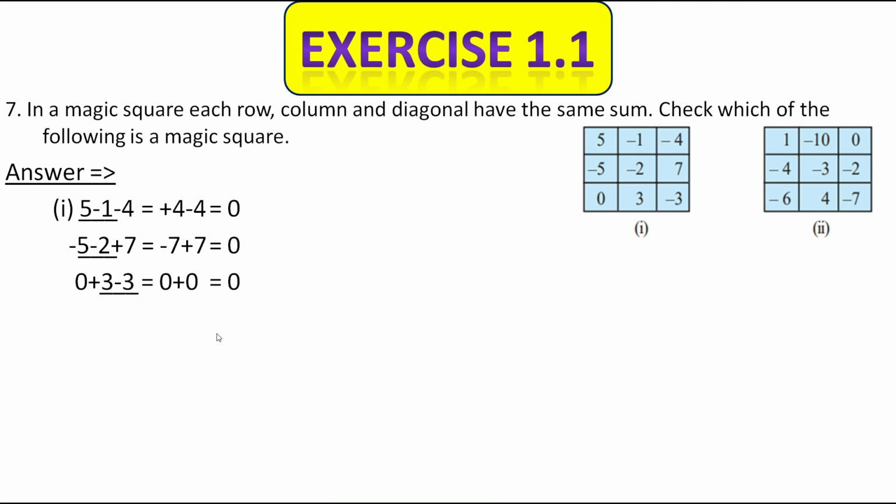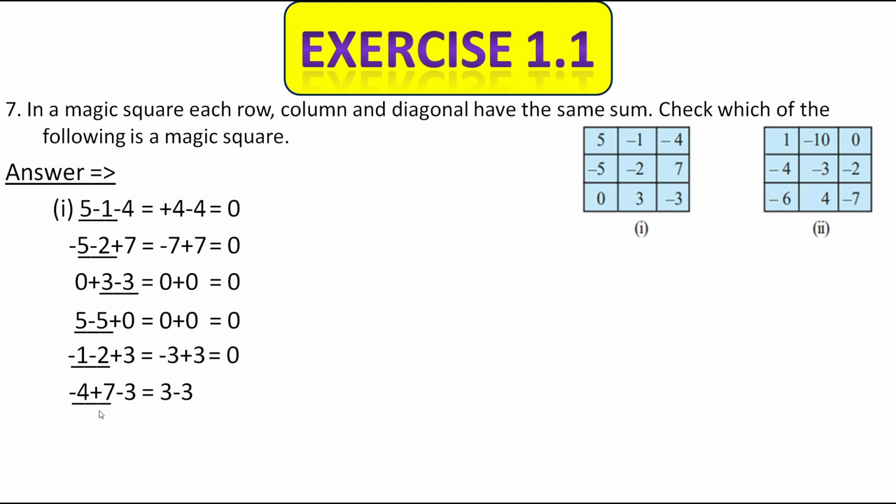Next we will take the columns: 5 minus 5 and 0. Okay, 5 minus 5 is equal to 0. 0 plus 0 is 0 again. Now the next column, that is -1 -2 plus 3. Now we will make a group of -1 and -2. It will give you -3 plus 3, which is again 0. Okay. Now we will take the next column, that is -4 plus 7 minus 3. Again we will make a group of these two numbers. -4 plus 7 is equal to +3 and -3 will give you the answer again 0.